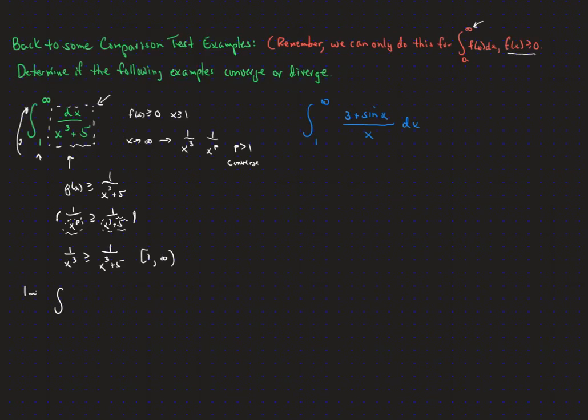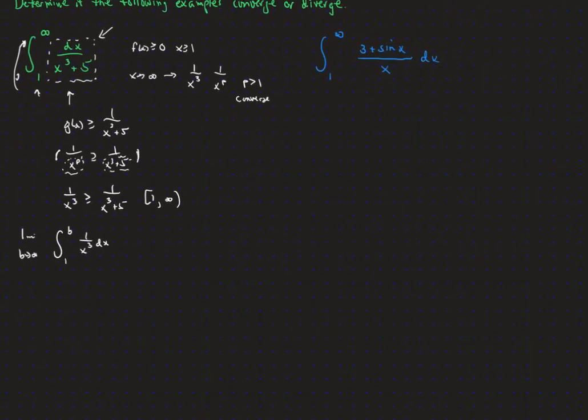So we're going to take the limit as b goes to infinity of the integral from 1 to b of 1 over x to the third. If we can show this converges, then we can conclude that our original integral must converge as well by the comparison test. Well, we can do that because this is the limit as b goes to infinity of the integral from 1 to b of x to the negative 3. So that's going to be x to the negative 2, and we'll get a negative 1/2. We're going to go from 1 to b and take that limit as b goes to infinity.